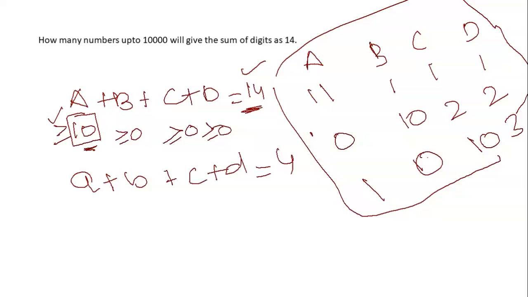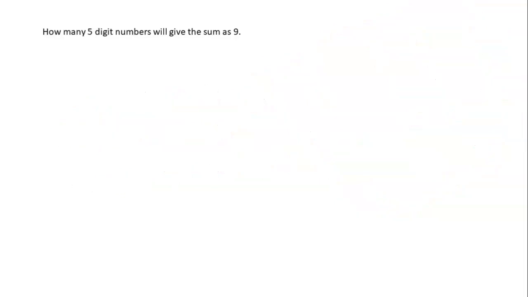So your answer for this is 500 and something. Next question. How many 5-digit numbers will give the sum as 9? How many 5-digit numbers can give you the sum as 9? Look at this question. Tell me the answer.